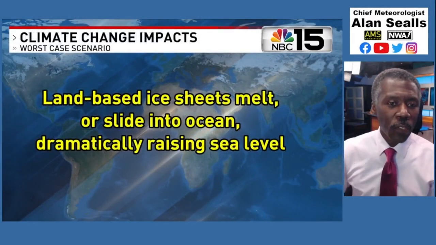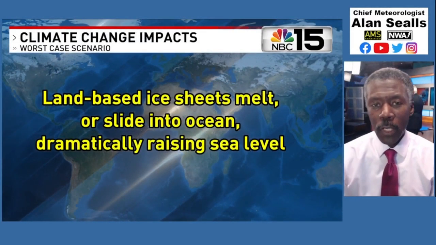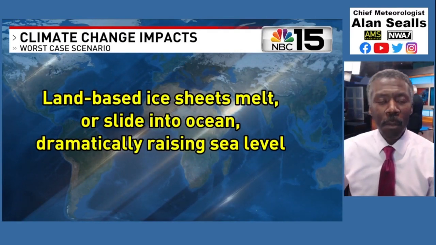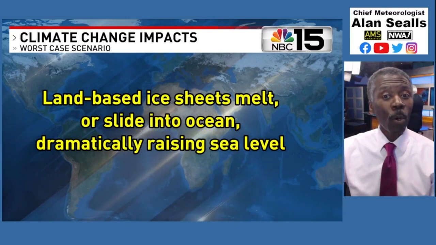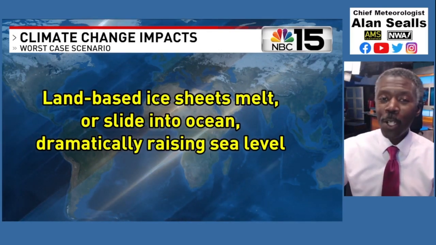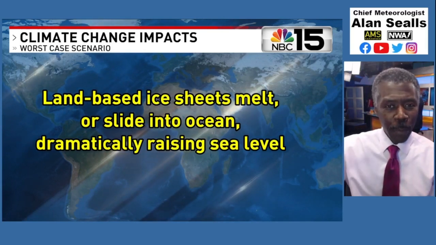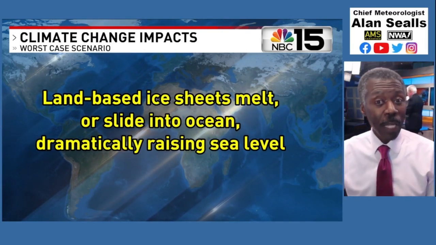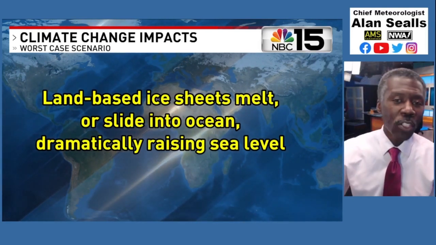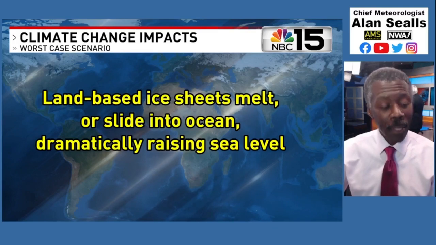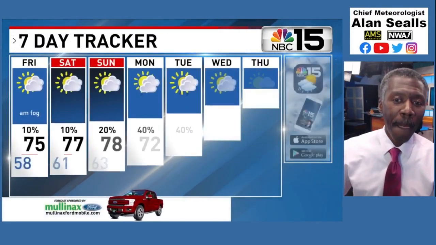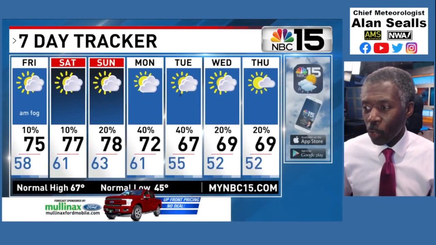So here's the worst case scenario. The worst case scenario is the ice sheets that are on land melt, that we hit what's called a tipping point, which is known as the straw that broke the camel's back. We don't know what the tipping point is for how much warmer the Earth can be before that becomes really likely. But that is the worst case scenario, that the ice sheets slip off of land into the oceans, and then the oceans rise dramatically. So that's the short version.